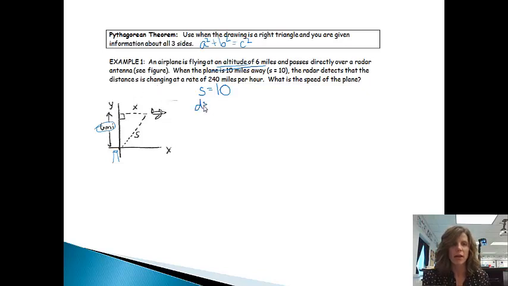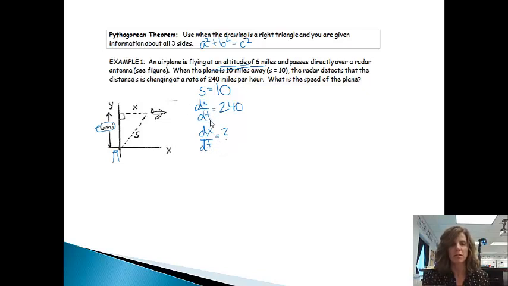So it's telling me that ds/dt is equal to 240, and that distance is getting bigger, so it is a positive 240. All right, and then it says, what is the speed of the plane? So basically, it's asking me how fast the plane is traveling. I would like to know how fast this distance x is changing, because that would give me speed. So dx/dt is what they're asking me for, and we'll just put a question mark for that. Okay, now notice we've got lots of information.